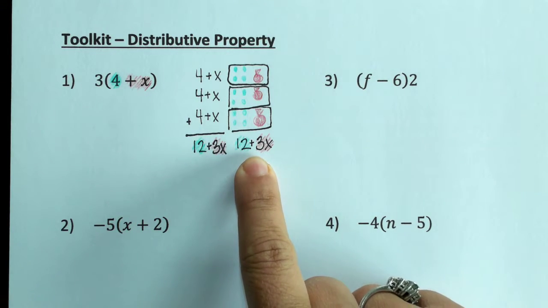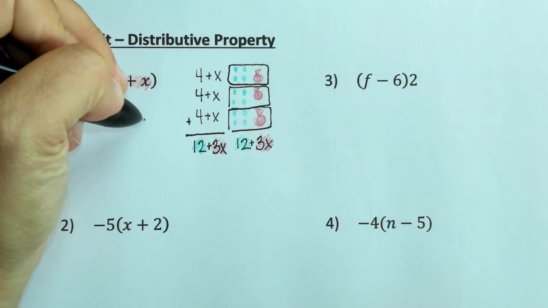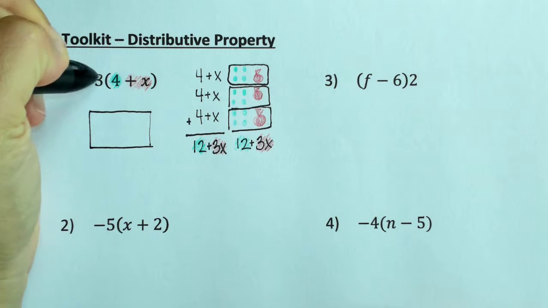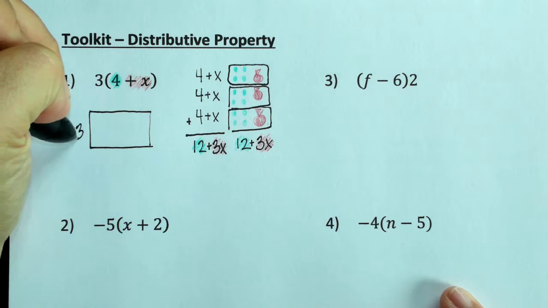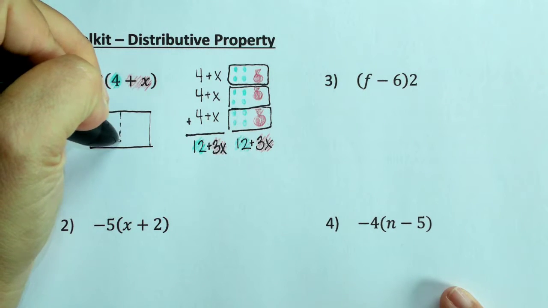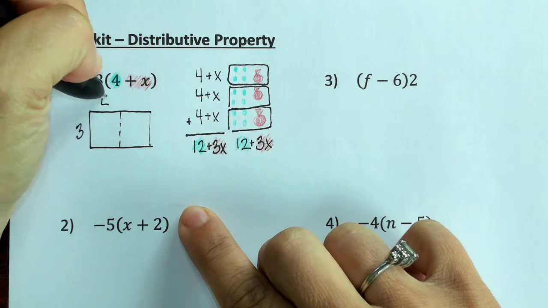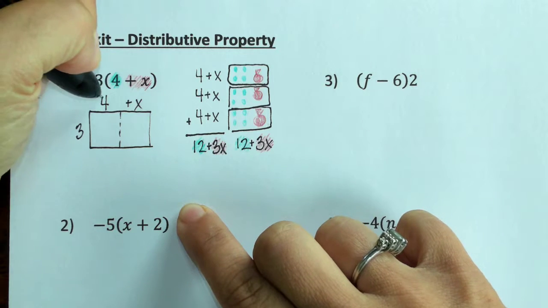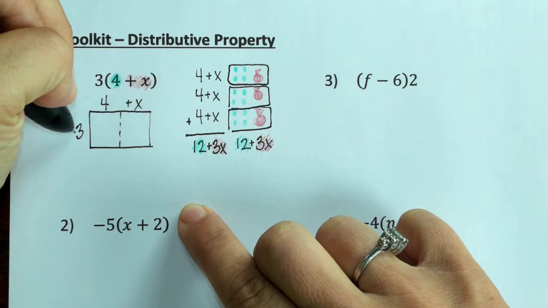Here's another one, drawing a picture. The next strategy we're going to use is the area model. So what this is saying is, I'm going to say 3. I'm going to cut this in half because I have 4 here, and then I've got plus x here. So the stuff on the inside of the parentheses is going to go here at the top, and then I'm going to multiply all that by 3.